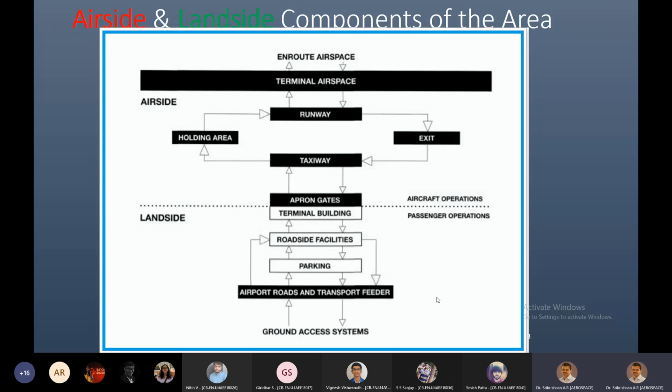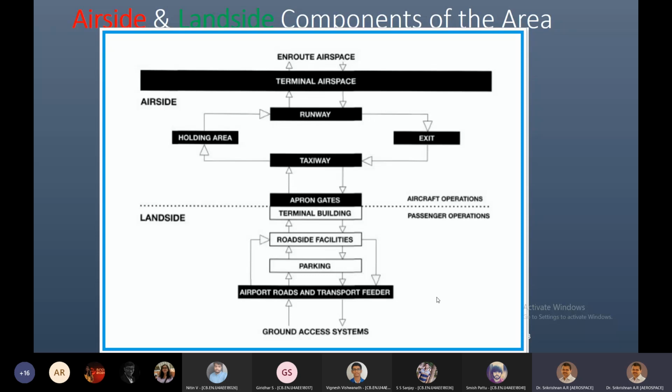Now, airside components obviously pertain to the aircraft operation. So aircraft can be parked, they can take off, they can land, they can undergo fueling, they can undergo maintenance, etc., all in various parts of the airside component. That is the area dedicated for aircraft operations. As opposed to that, the land side is for passenger operations.